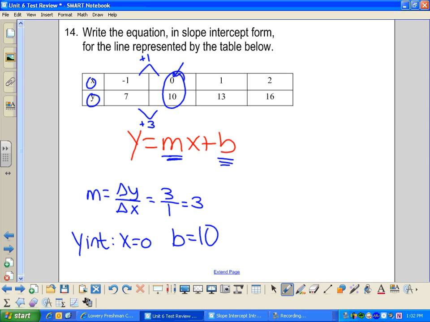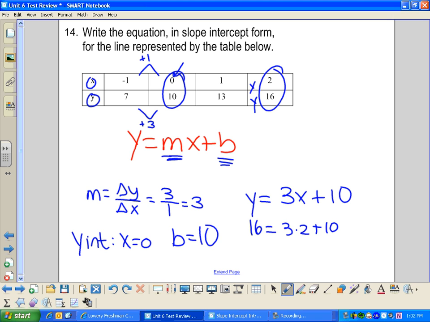So my equation is y equals 3x plus 10. If you want to, you can check it by taking any ordered pair and seeing if it's true. This is my y and this is my x. So it better be true that 16 is 3 times 2 plus 10. Is that true? Oh yeah, looking good. Checks out.